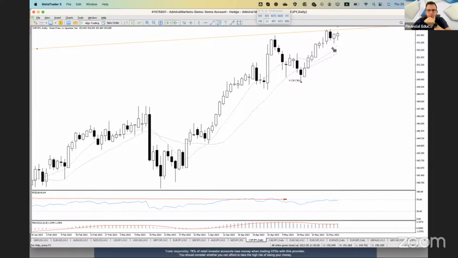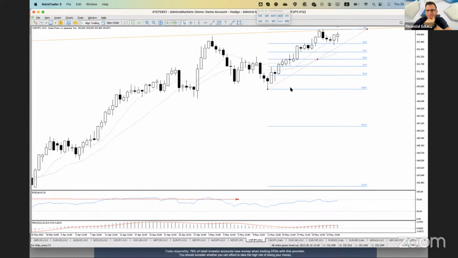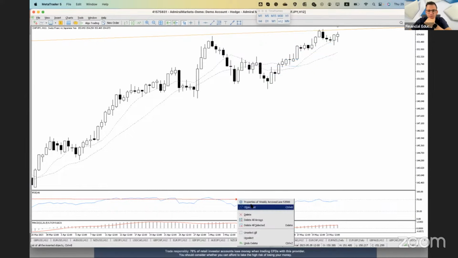Let's check the Fib. I would really like to buy the breakout, but I believe 23.8 on a retracement for a currency pair, no, that's not optimal. So I'd rather stay out for this one.